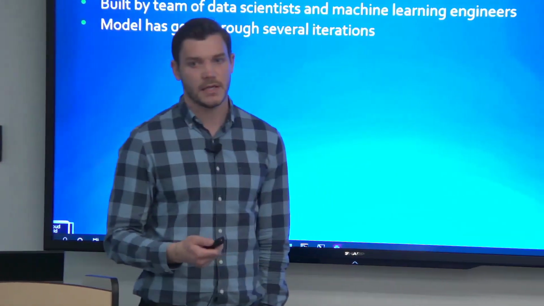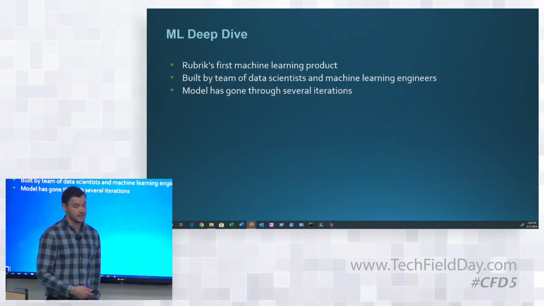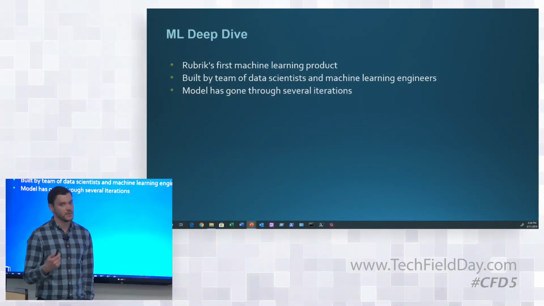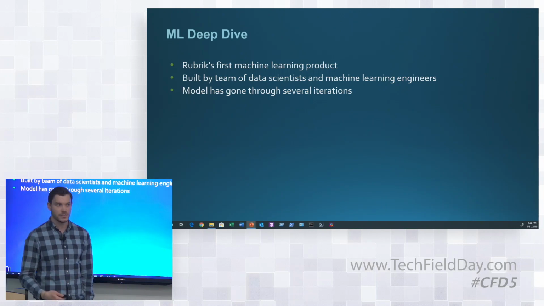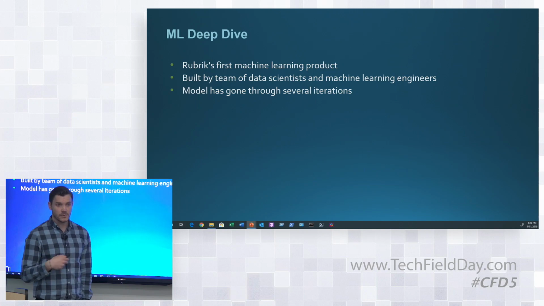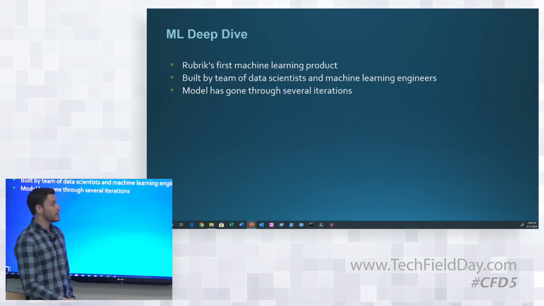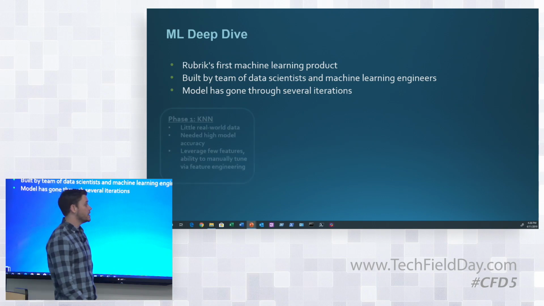All right, so let's talk a little bit more about that machine learning model that we built. So this was the first machine learning product Rubrik has built. We learned a ton over the past few months with it running out in production. And I've got to give a shout out to the team. It's a bunch of very, very smart data scientists and machine learning engineers working on this for the past many months. And they've done quite a bit to evolve the model over time. And that's what I'll walk you through, the 3 phases the model has taken.